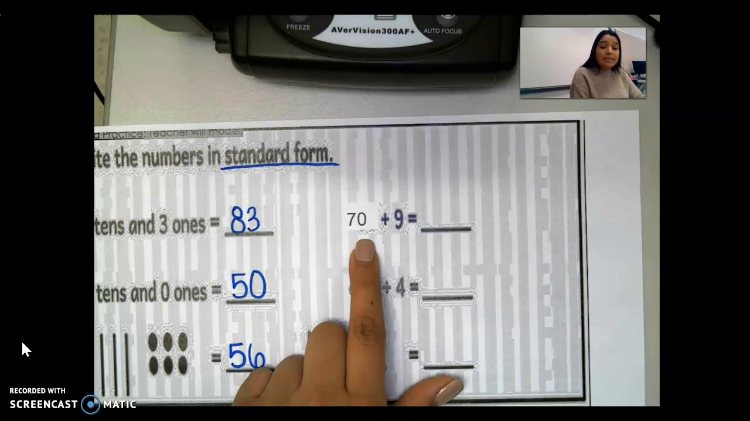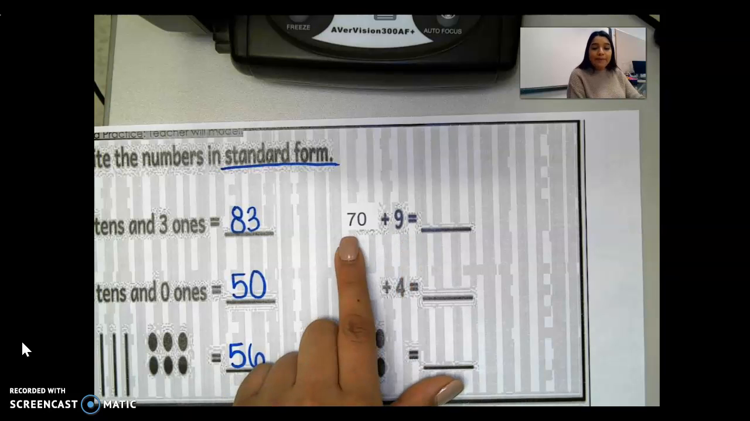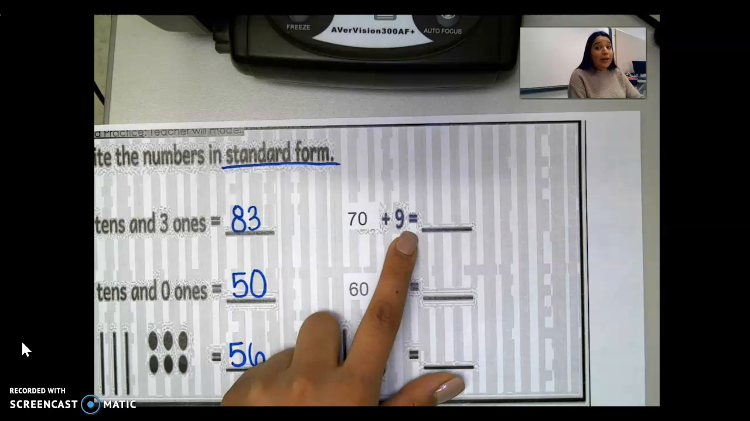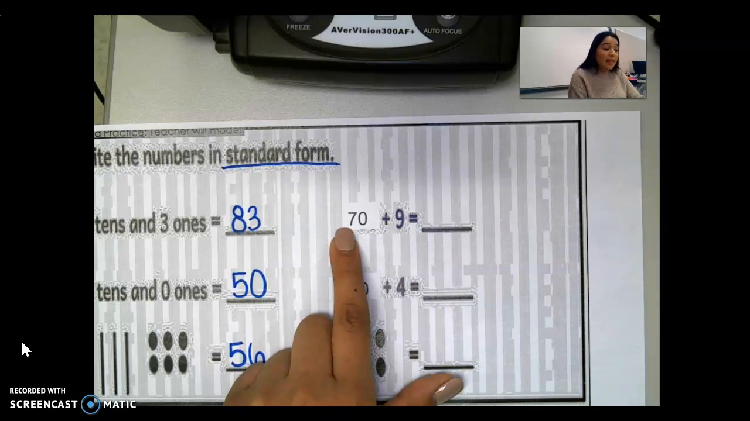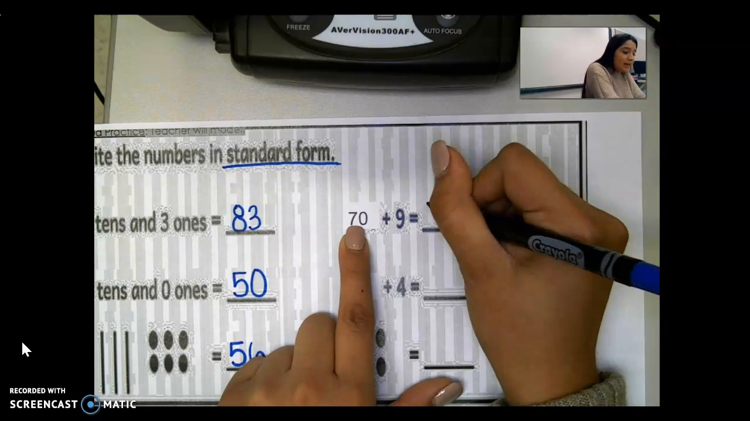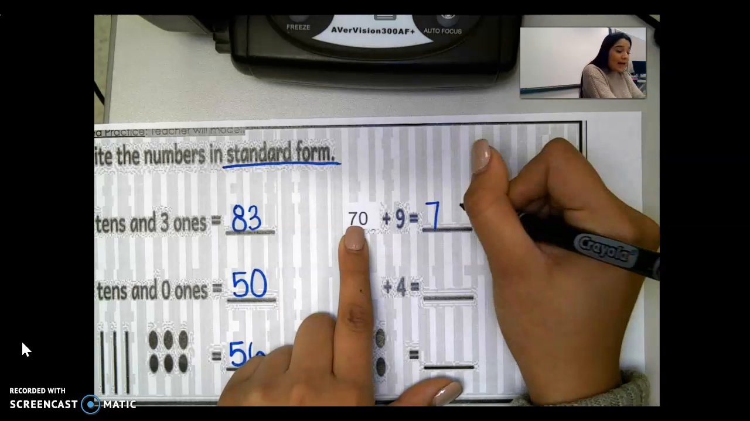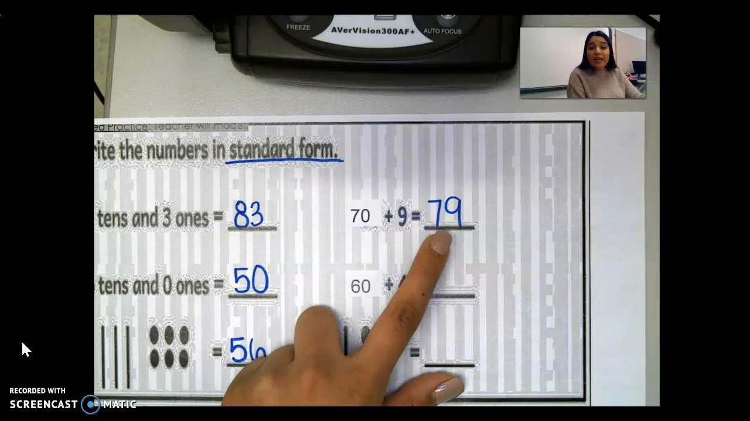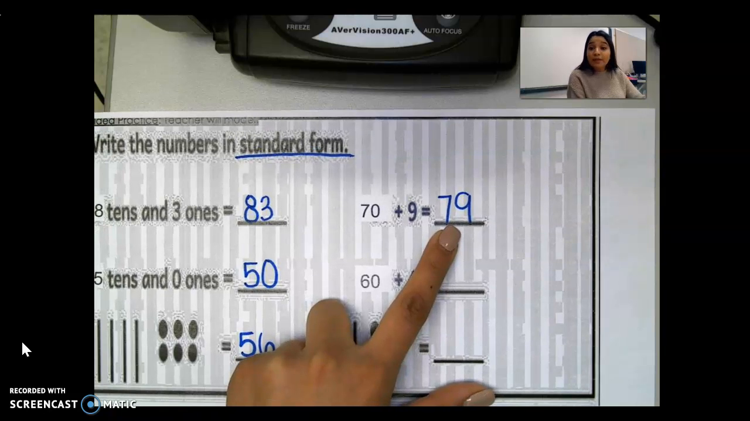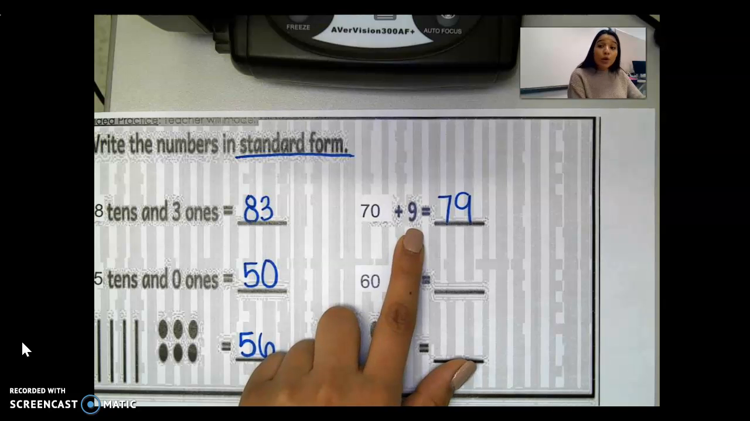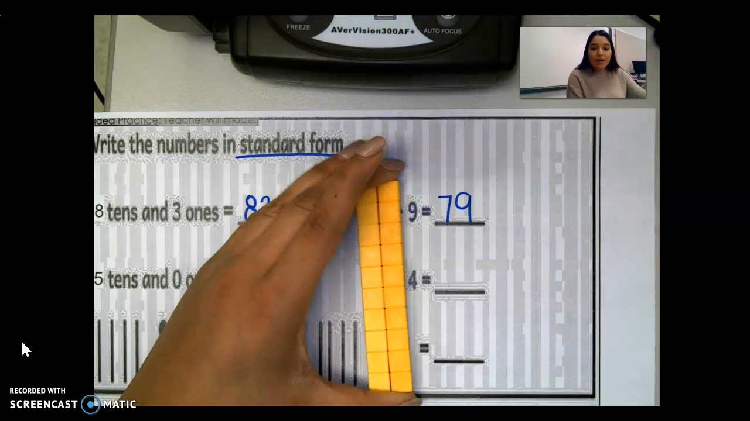Now let's look at 70 plus 9. You know what it is? 70 plus 9 is 79. Woohoo! So it's 79. You can use your hundreds chart if you have it. Or you can just do 70 plus 9. You can count with cubes or with your base 10 blocks.